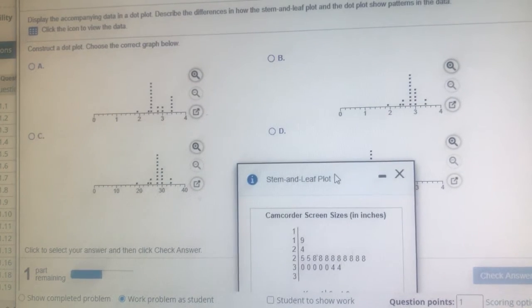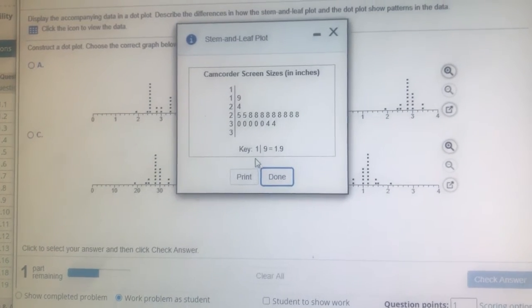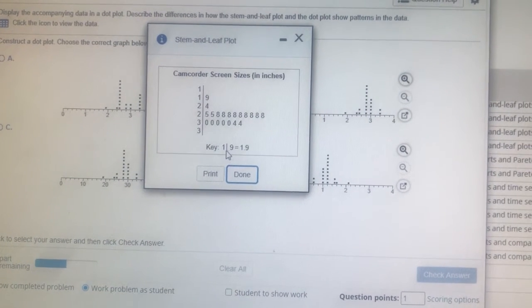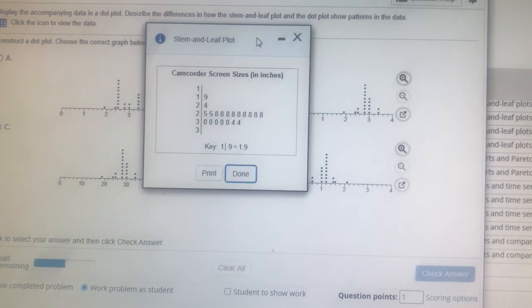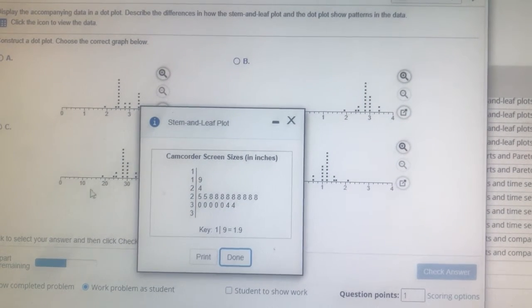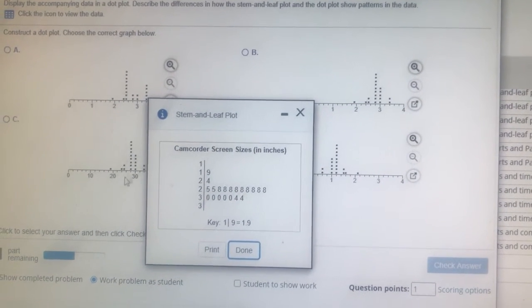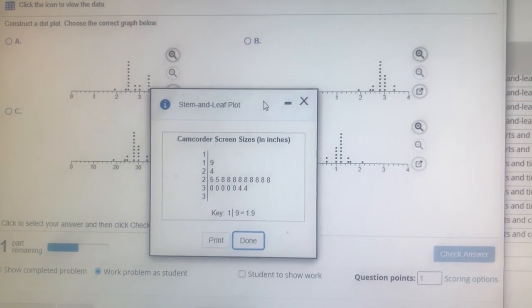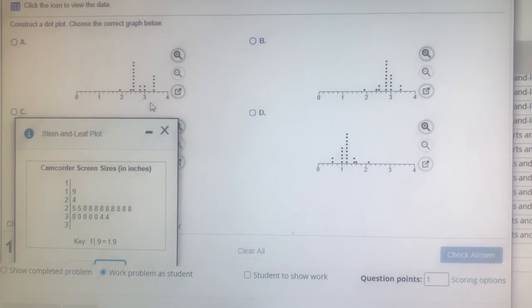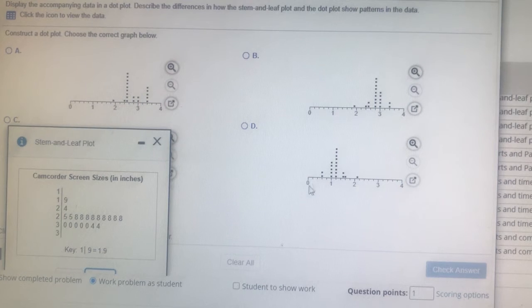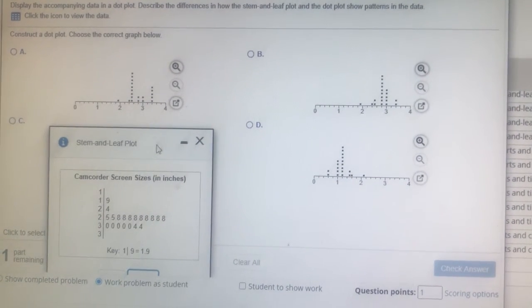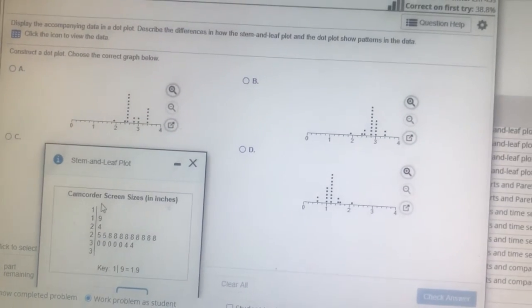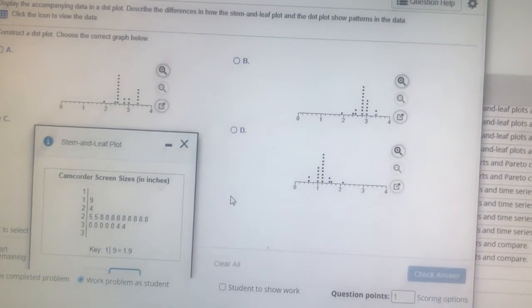First of all, look at my key. 1/9 means 1.9. This one here is in 10s and 20s and stuff. It's not that one. It needs to be 0, 1, 2, 3, 4. It's got to be one of these three. So I'm just going to leave this down here since that's the wrong answer, and we'll look at all four of these things.